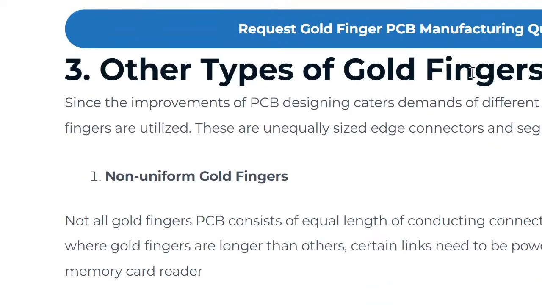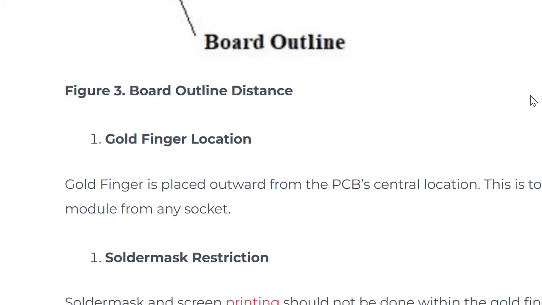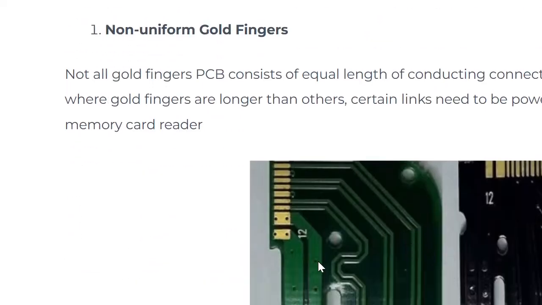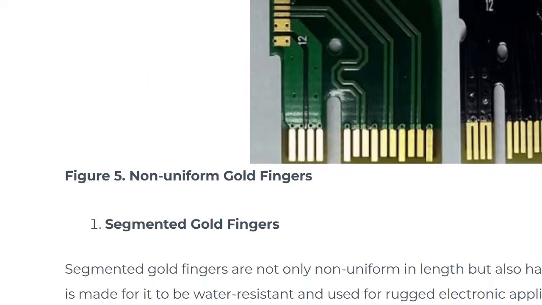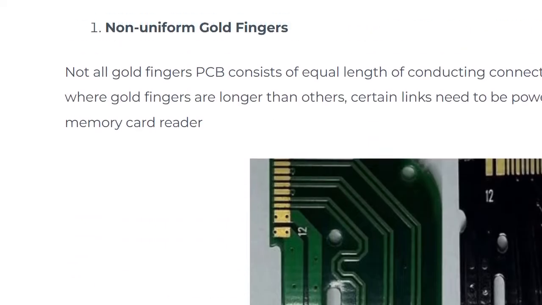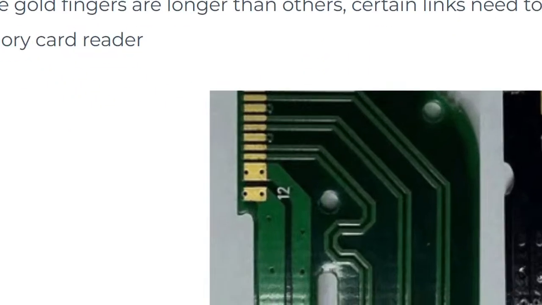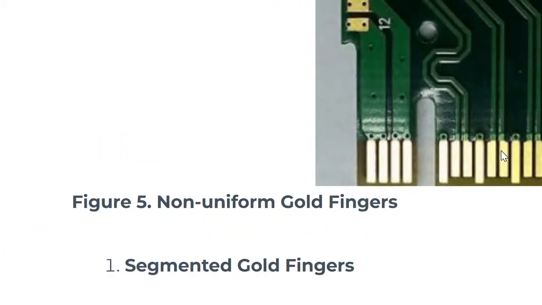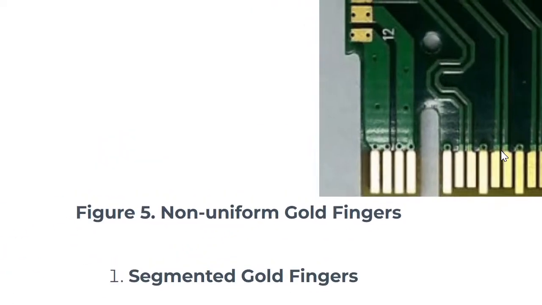See, there are different types of gold fingers, right? Here one kind of gold finger shown is non-uniform. They are also called uneven gold fingers, non-uniform gold fingers, or long shot gold fingers. Why is it called long shot? One is a little longer and another is shorter, longer, shorter, like that.